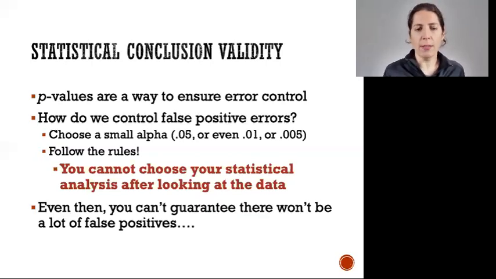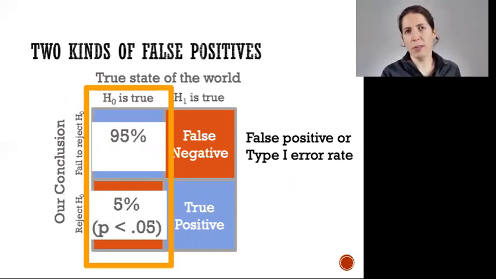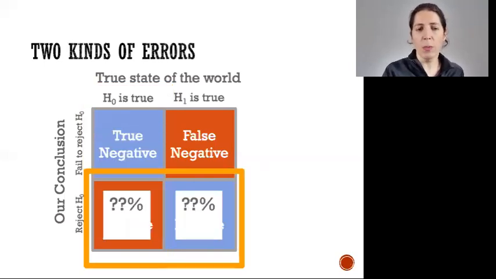Even then, that doesn't guarantee there won't be a lot of false positives. We talked before about how the type 1 error rate, the false positive rate, which is fixed at alpha, is the percentage of false positives in the left column when the null hypothesis is true. But what we actually care more about is, when we get a significant result, when we're in the bottom row, what are the chances that it's a false positive? We care more about this because we know when we're in the bottom row. So this is a meaningful percentage. We don't know when we're in the left column.